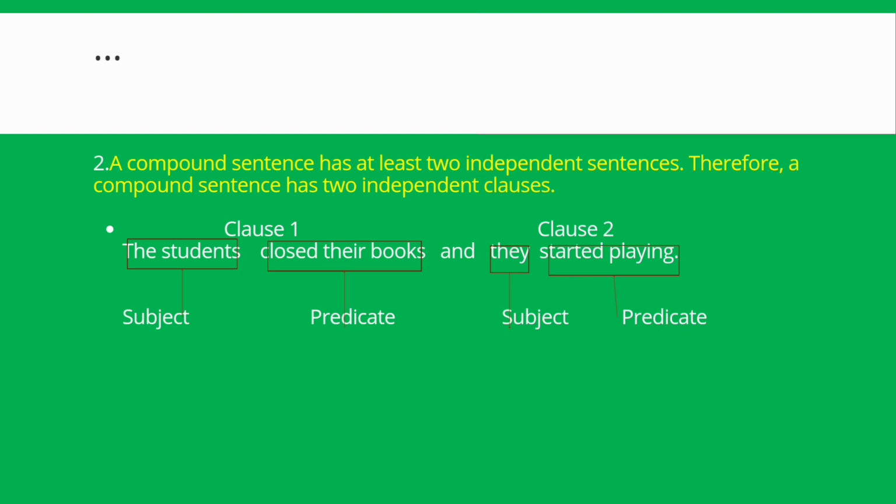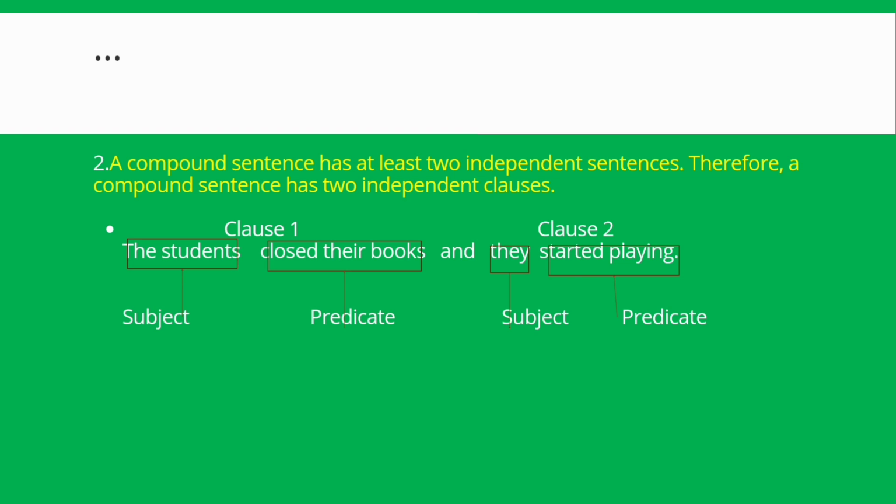A compound sentence is different from simple sentence. It contains two independent clauses. For example, the students close their books. Clause number 1, as you are able to identify the subject here and predicate. Then it is joined to other clause with conjunction and. Clause number 2, they started playing. Here you are also able to understand and also able to identify the subject and the predicate. So a compound sentence consists of two clauses of equal ranks.